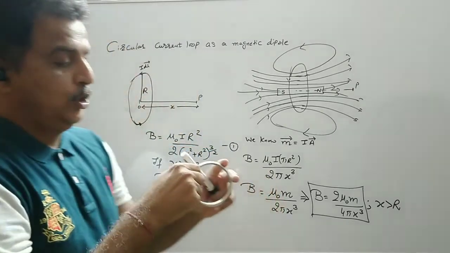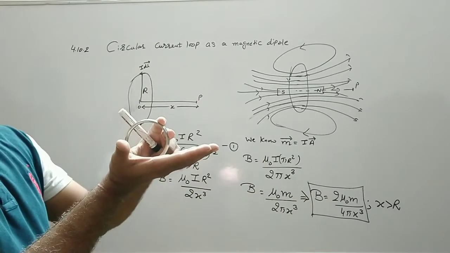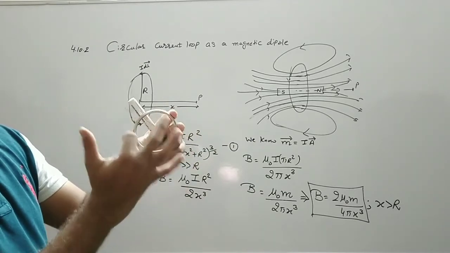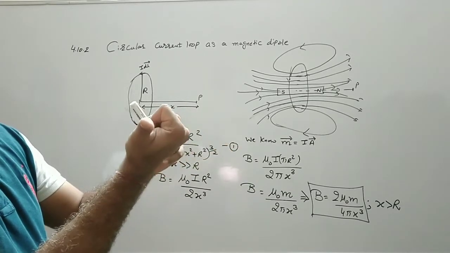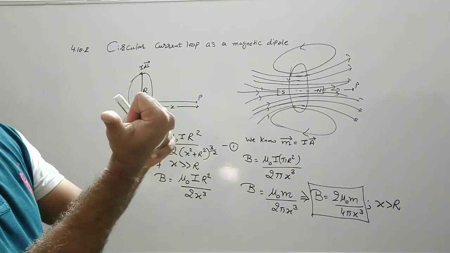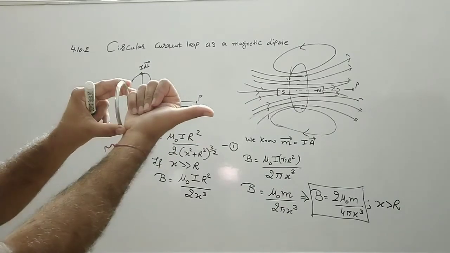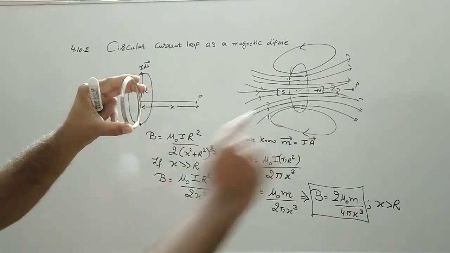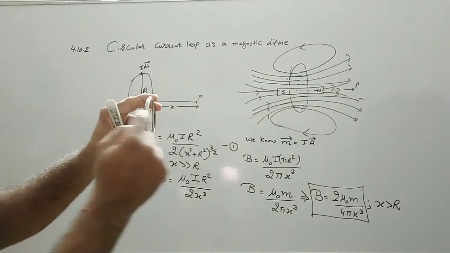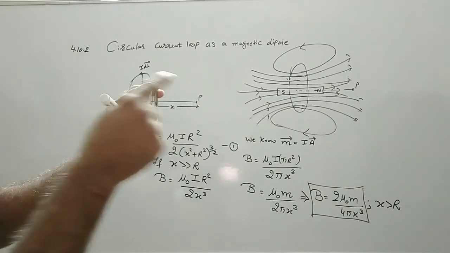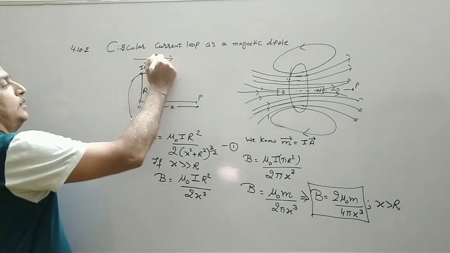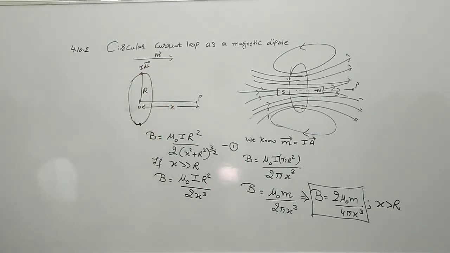Or you curl your fingers in the direction of the current. So I curl my finger anticlockwise, this finger is outward, thumb is outward. So this is the direction of the magnetic moment. Now the loop is kept like this, so the magnetic moment is along the x-axis. The back face is south and this is north. So the direction is from south to north, or this is the direction of the magnetic moment.